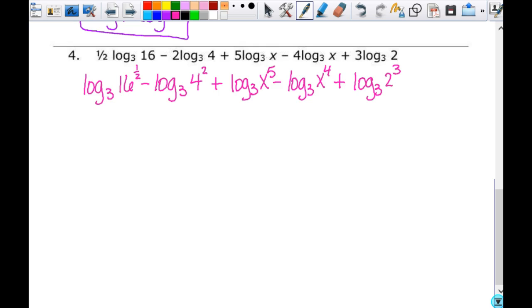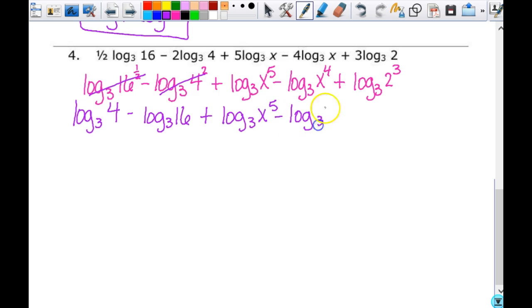Okay, what is 16 to the 1/2 power? 4, right? So this really is just going to become 4. And what is 4 squared? 16. So, log base 3 of 4, and minus, then this becomes log base 3 of 16. And then plus log base 3 of x to the 5th minus log base 3 of x to the 4th plus log base 3 of what? 8.